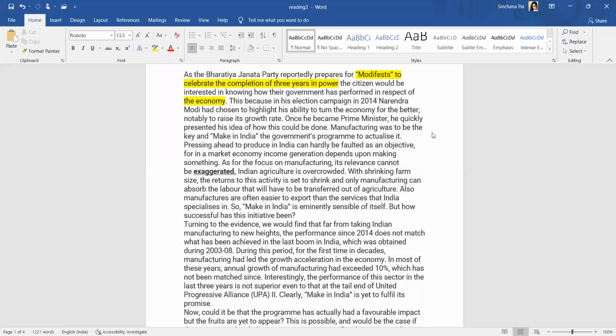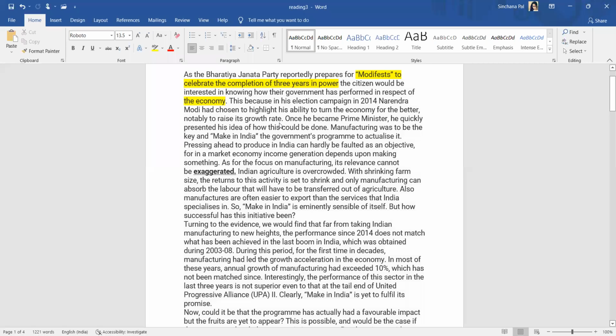Are you getting any new word here? While you practice at home, you have to look at the new words so that it will increase your vocabulary. So this is not Modi Fest, this is Modi Fest, which I understood just now, because Modi is the chief minister. This is because of the election campaign in 2014.